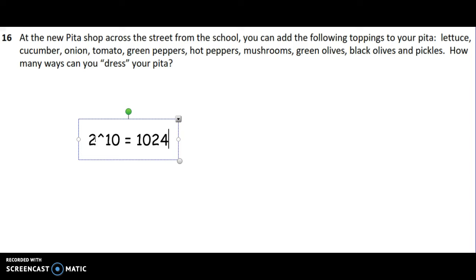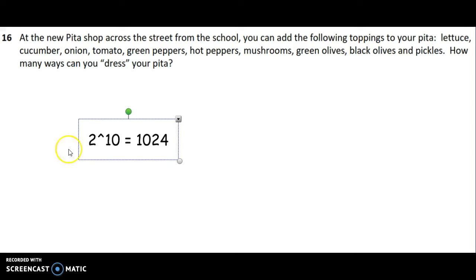Another way of seeing this is for the lettuce, if I'm going to dress my pita, I can either have lettuce or not have lettuce. So in other words, that's 2 choices. For the cucumber, same thing. I can either have cucumbers or not have cucumbers on my pita. Same thing for the onions, tomatoes, green peppers, hot peppers, mushrooms, green olives, black olives, and pickles. Every topping I can either have it on my pita or not have it on my pita. So the number of ways I can dress my pita will be 2 times 2 times 2, because I have 2 choices for every topping. Either I have it or I don't. So 2 times itself 10 times, which is 1,024 ways to dress my pita.